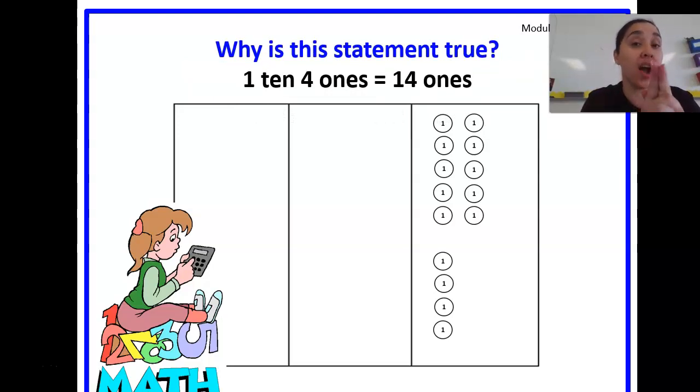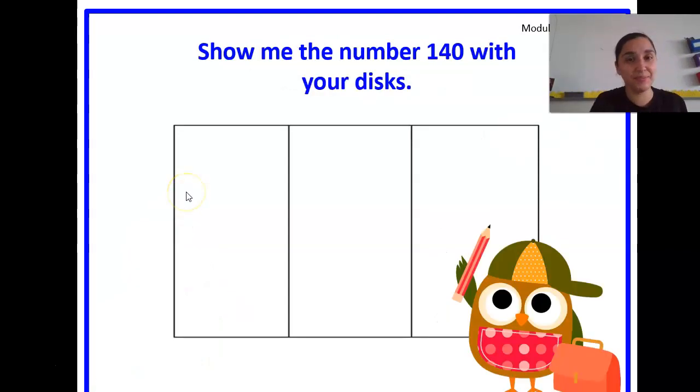And I want you to tell me, why is this statement true? 1 ten and 4 ones equals 14 ones, or another way of saying it, 1 ten and 4 ones is 14 ones. Yes, this statement is true because 1 ten equals 10 ones, right? And then, if you had 4 ones, 10 plus 4 ones equals 14.